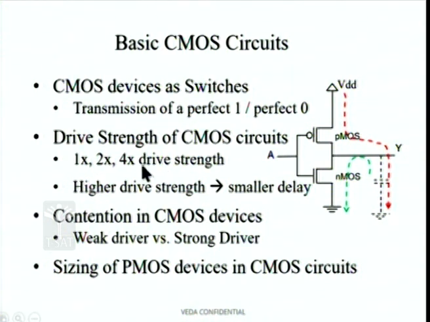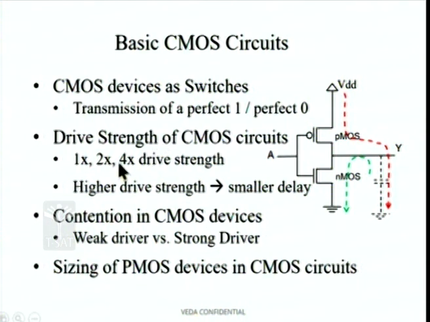You must understand that these are basically CMOS circuits or CMOS cells. Cell is a logic cell in a technology library which I mentioned earlier, and therefore for a given logical function there are several cells that are available, one for 1x drive, one for 2x drive, one for 4x drive, 8x drive, 16x drive, and so on and so forth.